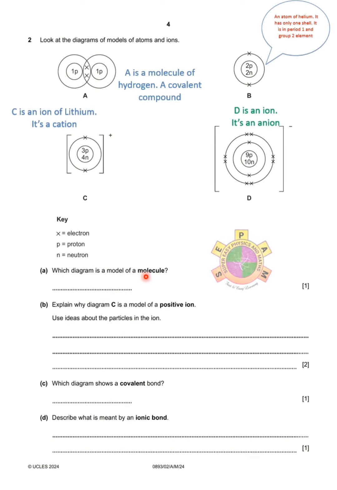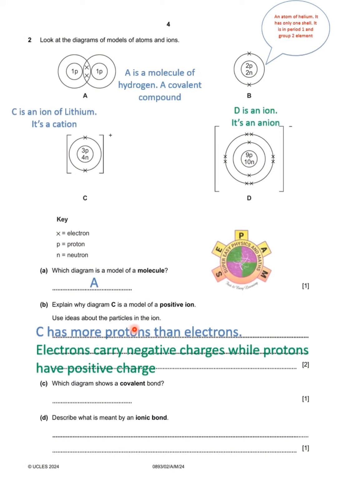Which diagram is a model of a molecule? A molecule is a combination of atoms. So that is A. Then secondly, explain why diagram C is a model of a positive ion. Use the idea about particles in the ion. So in this case, C has more protons than electrons. Each proton has a positive charge while the electron has a negative charge.